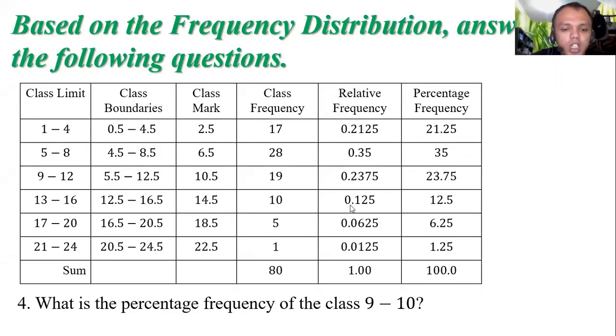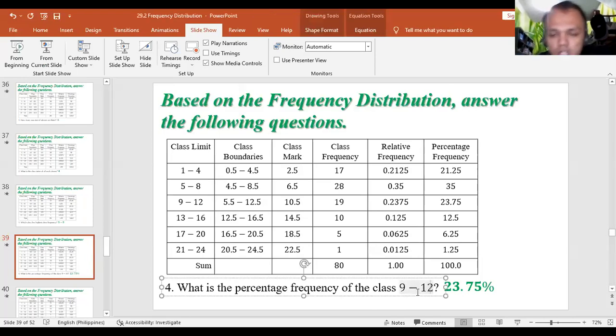Next, what is the percentage frequency of the class 9 to 10? What is the percentage frequency of 9 to 12? This is 9 to 12, not 9 to 10. 9 to 12. That is 23.75%. That is the percentage frequency of 9 to 12. Okay?